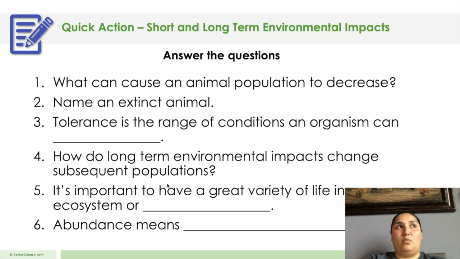Some of them were predator-prey relationships. Remember what happens if one increases and one decreases? Competition for something. I'm not going to say the answer. If you need to go back and watch that video, go ahead. But I want to see what you guys answer. What would cause an animal population to decrease?